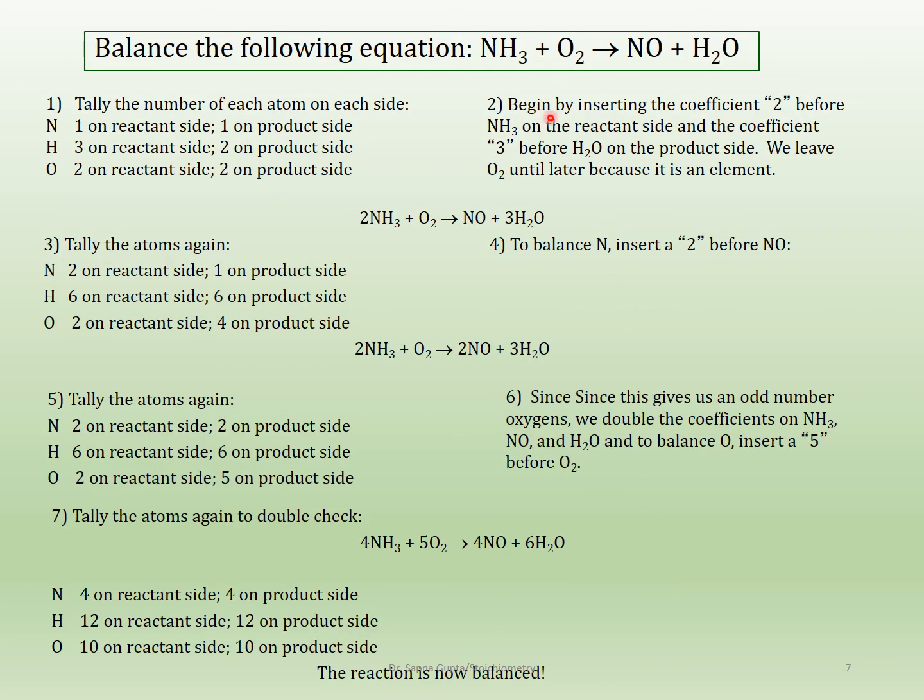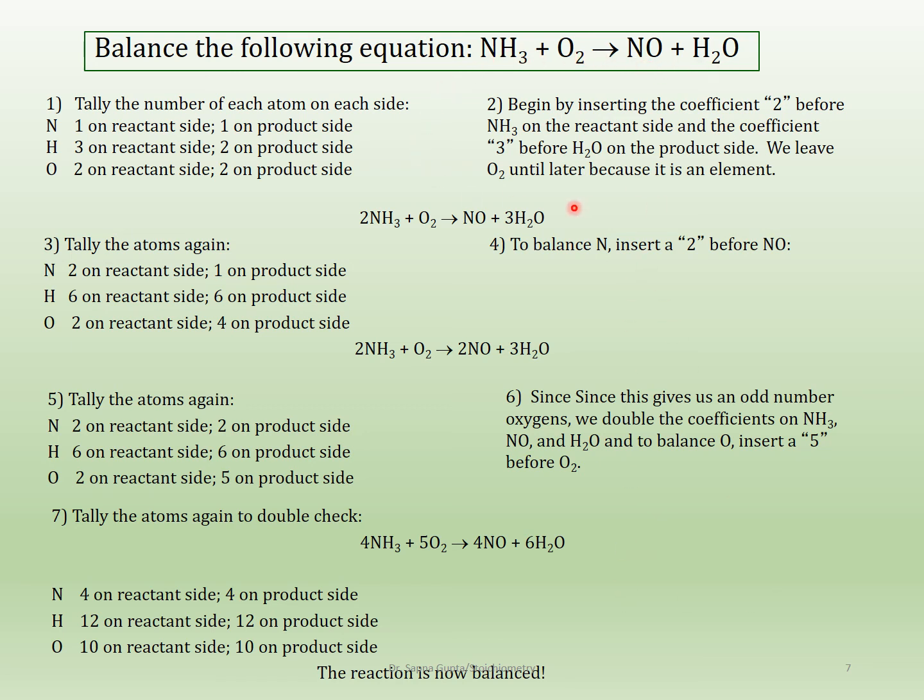Here is another one that goes in detail about balancing ammonia with oxygen to give nitrogen monoxide and water. I'm going to leave this for you to go through one by one and balance it out, and see if you can do this. All the instructions are over here, so I don't have to talk through all of this. Just read it through, or go ahead and balance it yourself and then check the final answer.